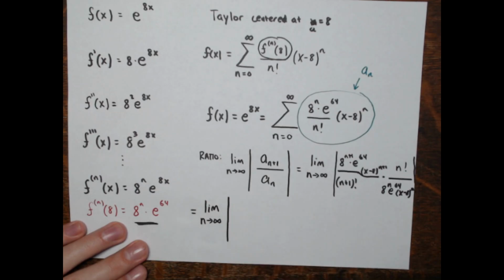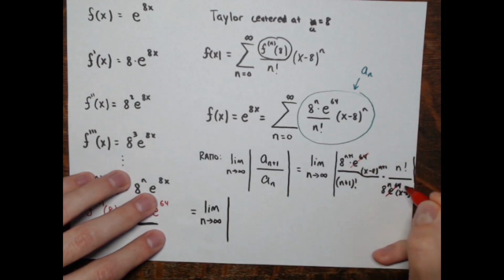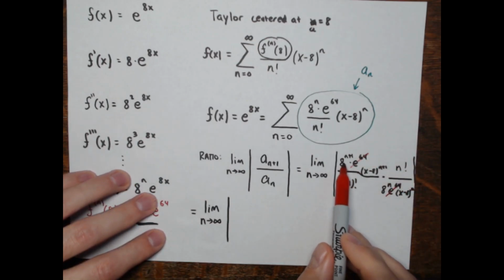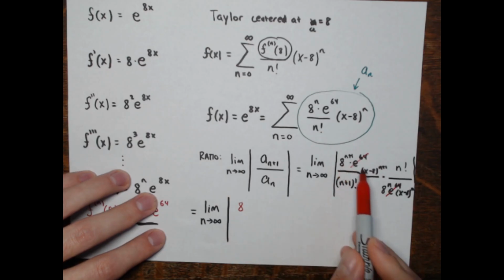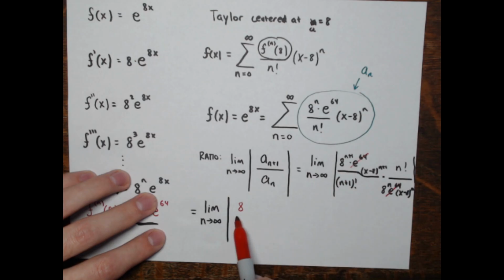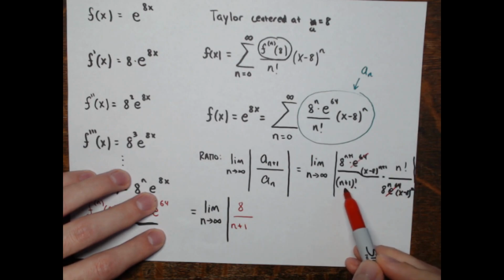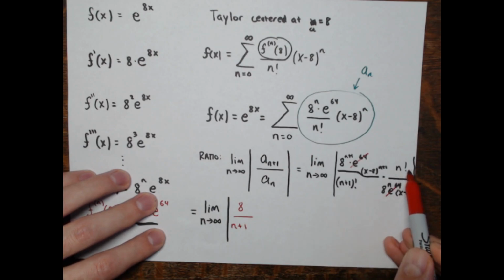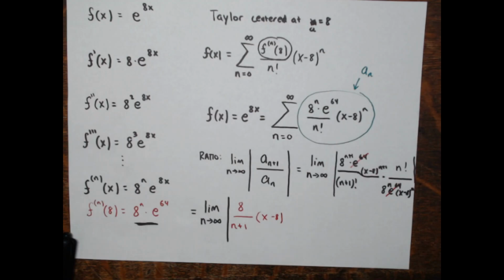So this would be the limit as n approaches infinity. Now a bunch of stuff is going to cancel here. You've got e to the 64th going away. There'll be just 8 left over in the numerator, 8 to the n plus 1 over 8 to the nth. There's going to be n plus 1 left over in the denominator, because n plus 1 factorial is n plus 1 times n factorial. That'll cancel the n factorial. And then I'll have x minus 8 in the numerator, so just x minus 8.